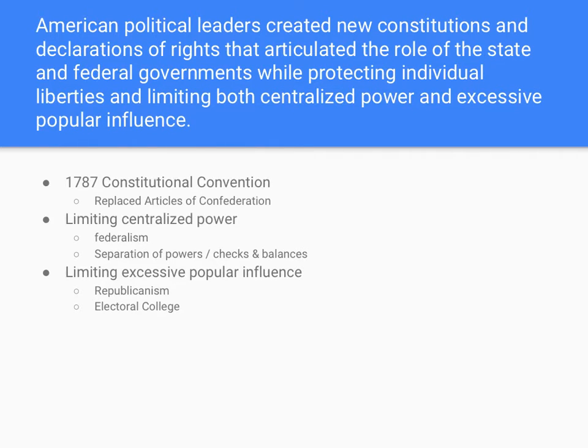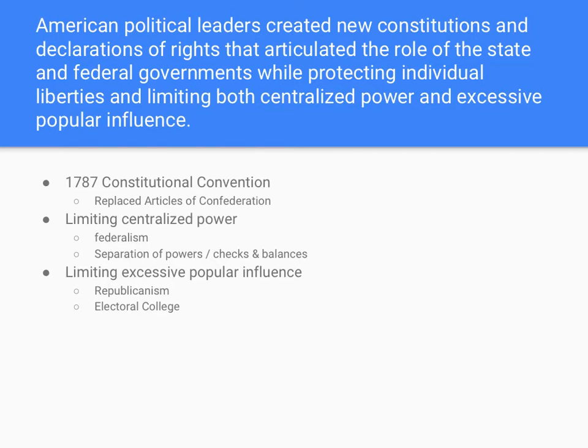The states had too much power. They were doing things on their own. It created chaos. It was very difficult to organize the states economically and politically. And so our political leaders realized that we needed a stronger federal government. And so the Constitutional Convention replaced the Articles of Confederation with the new Constitution. And that new Constitution was focused on protecting individual liberties and limiting both centralized power and excessive popular influence.